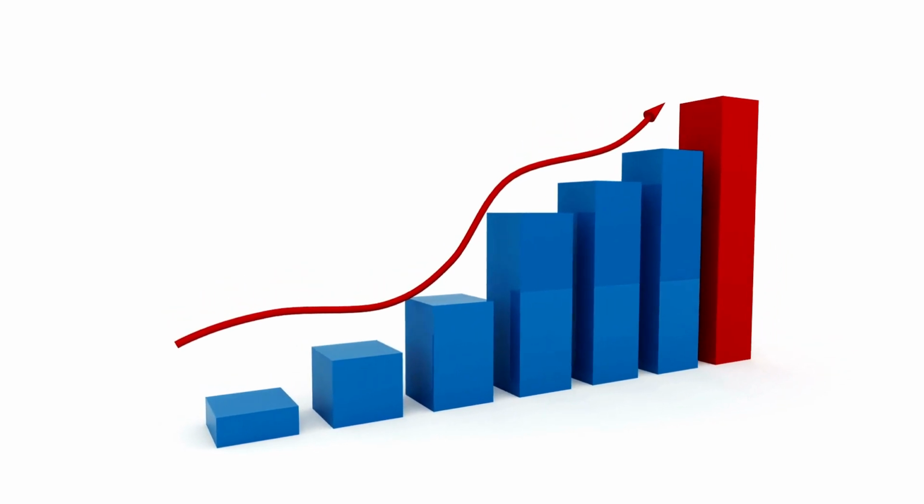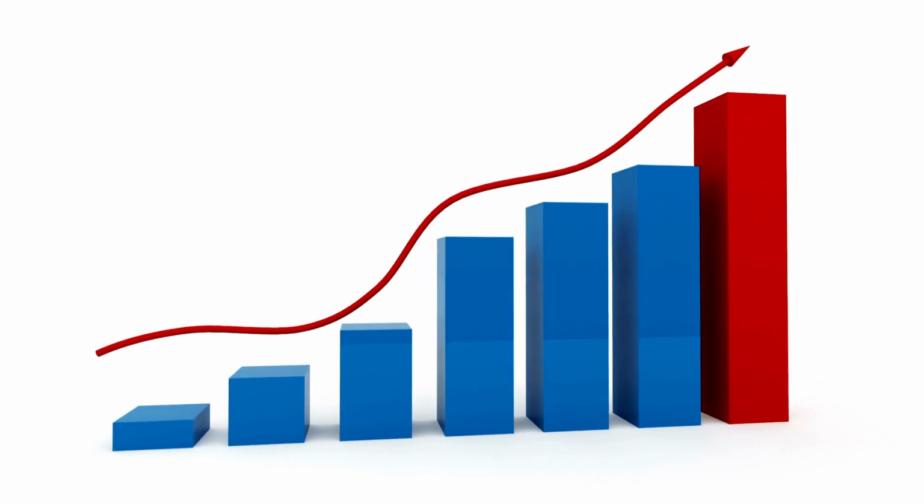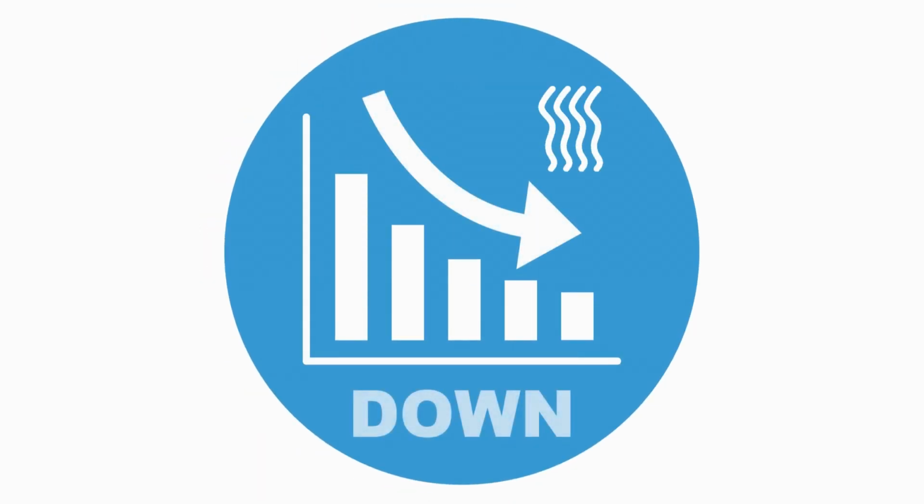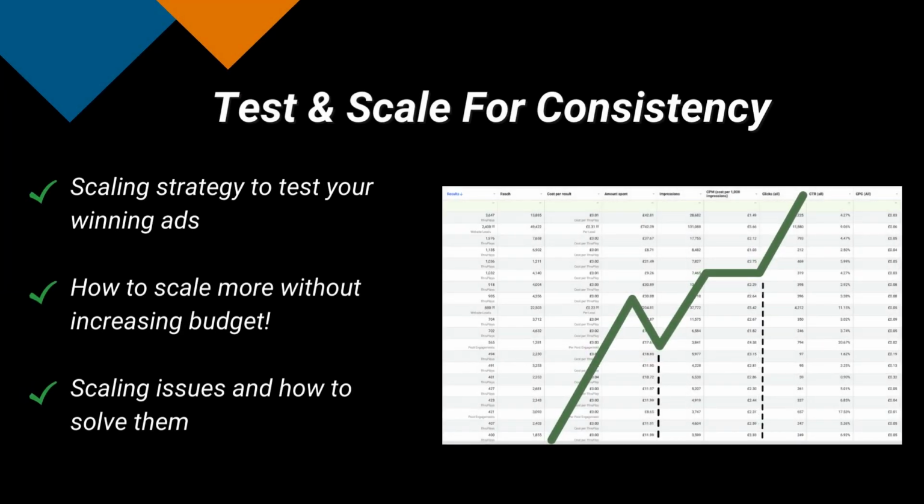So once you've launched a campaign and found that you're getting sales or leads and you're ready for scale, or even the opposite, where let's say you've tried scaling and find that when you scale you hit a wall and end up pulling back on your ad spend, then specifically this is going to go through a scaling strategy to test your winning ads, how to scale more without increasing your budget, and scaling issues and how to solve them.